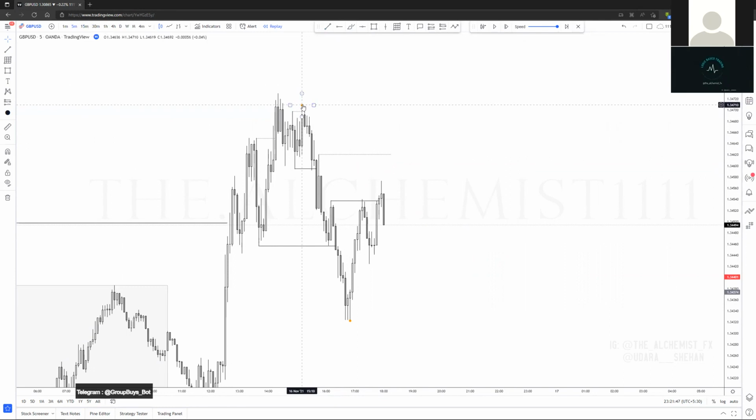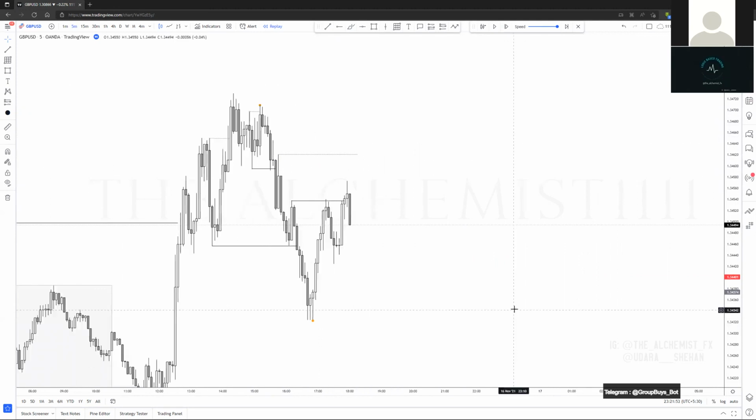So we are not expecting that to get taken. Also, this is the only one we have. See, these are not swing highs. Yes, see that? Swing high. Always focus on that, because that is where the buy stops are. So we have that.